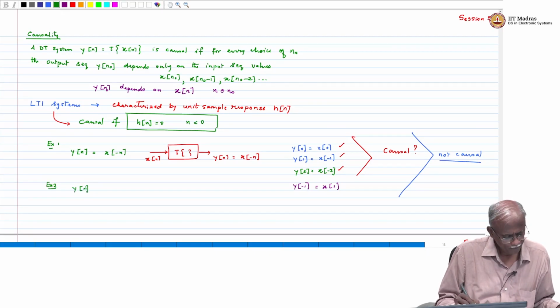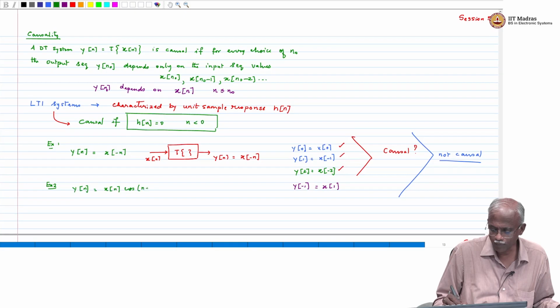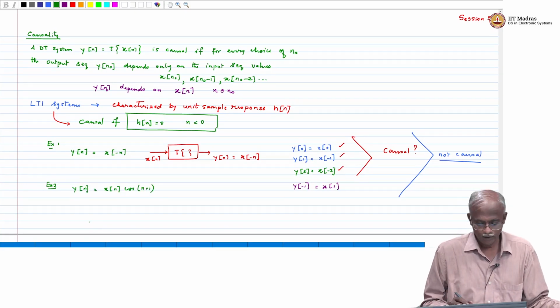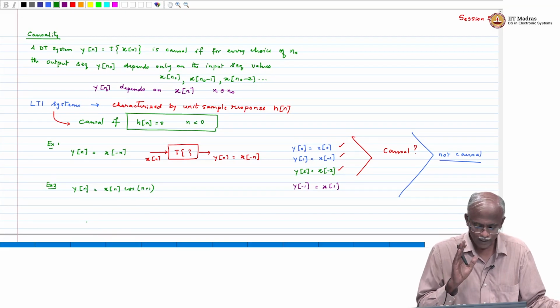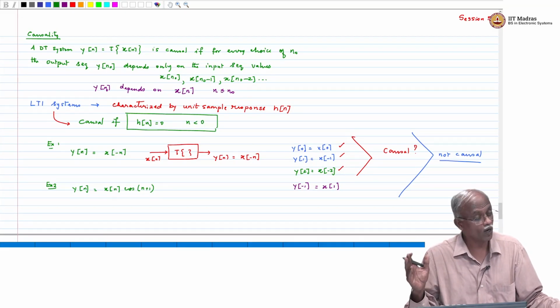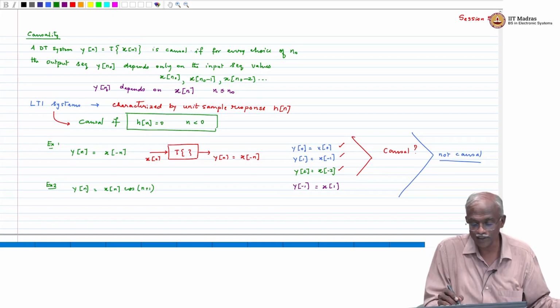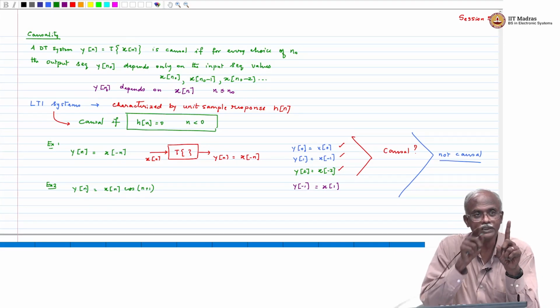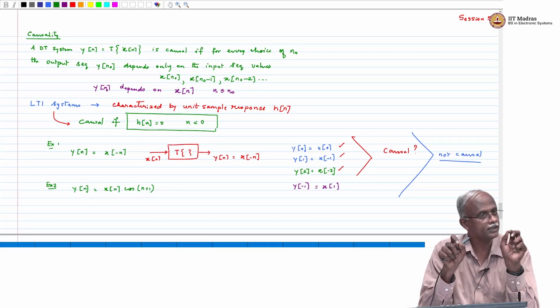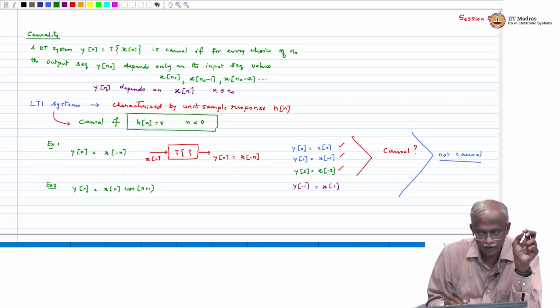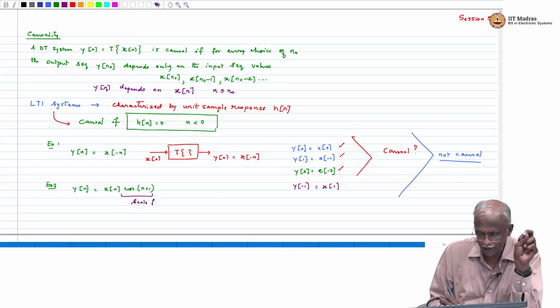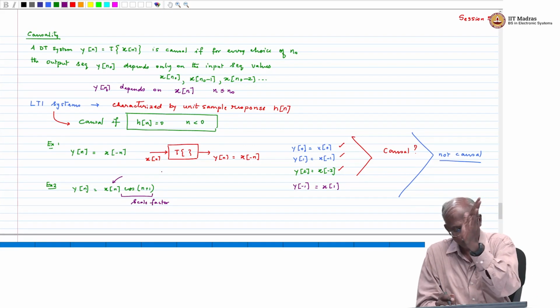y of n is equal to x of n cosine of n plus 1. Okay, you may say, well, wait a minute, I can already see y of 0 is equal to x of 0 times cosine of 1. Okay, it's a future value, so it's not. No, wait. What is the definition of causality? Output must depend on the input at that current instant of time. This cosine term is a scale factor that is multiplying the input, but actually the input is this one, x of n. Okay, output depends on input.